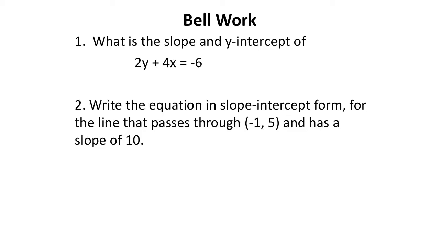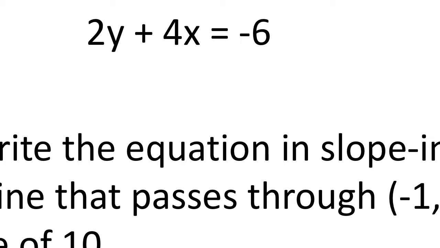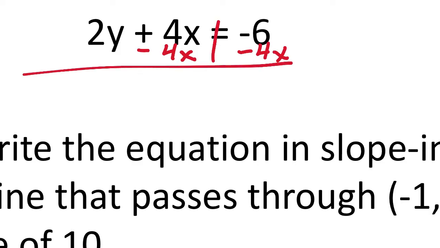So what is the slope and y-intercept of 2y plus 4x equals negative 6? If we change this into slope-intercept form, it'll make it real easy for us to tell. So the first thing I would do on this is just get rid of the x's or zero them out, so I'd have to subtract 4x.